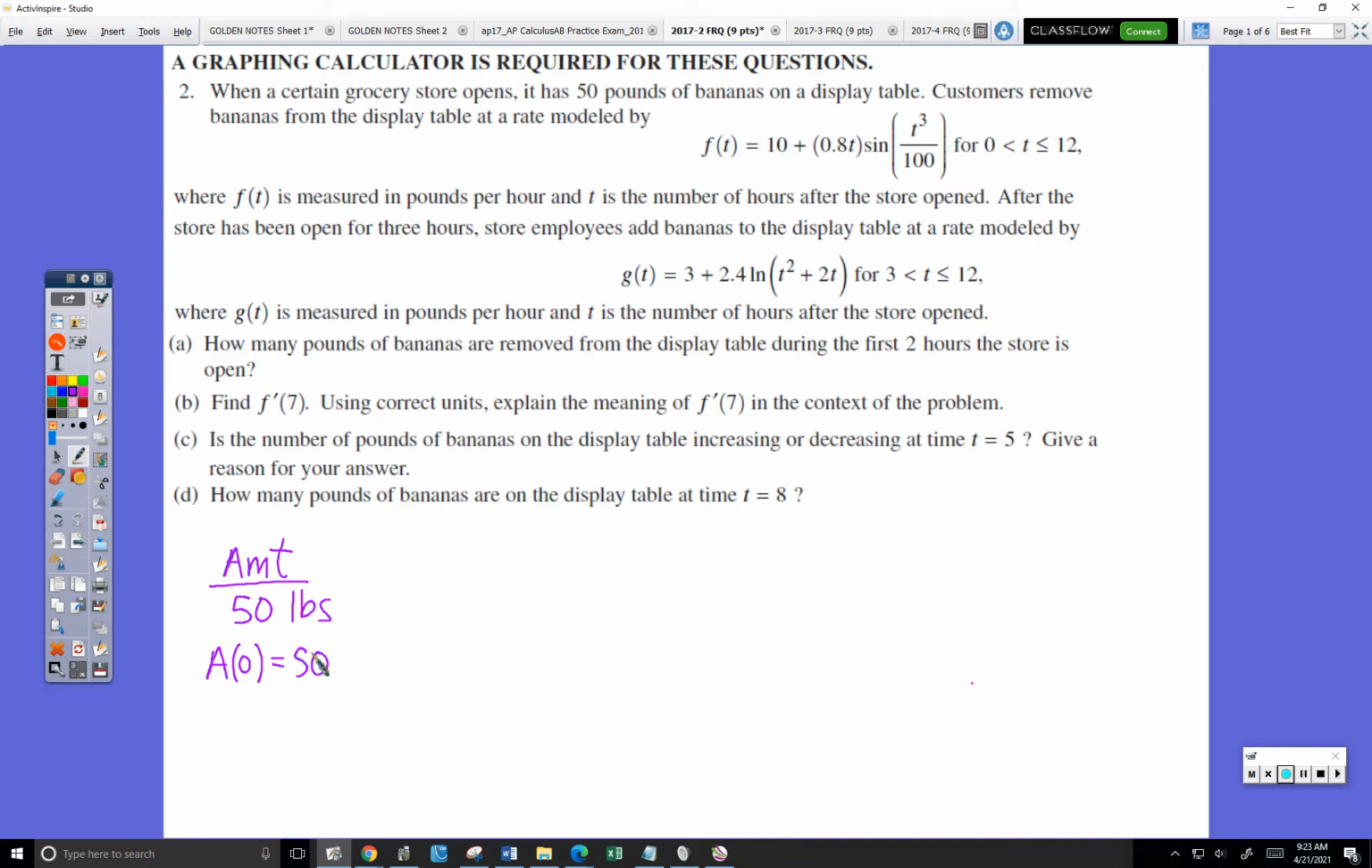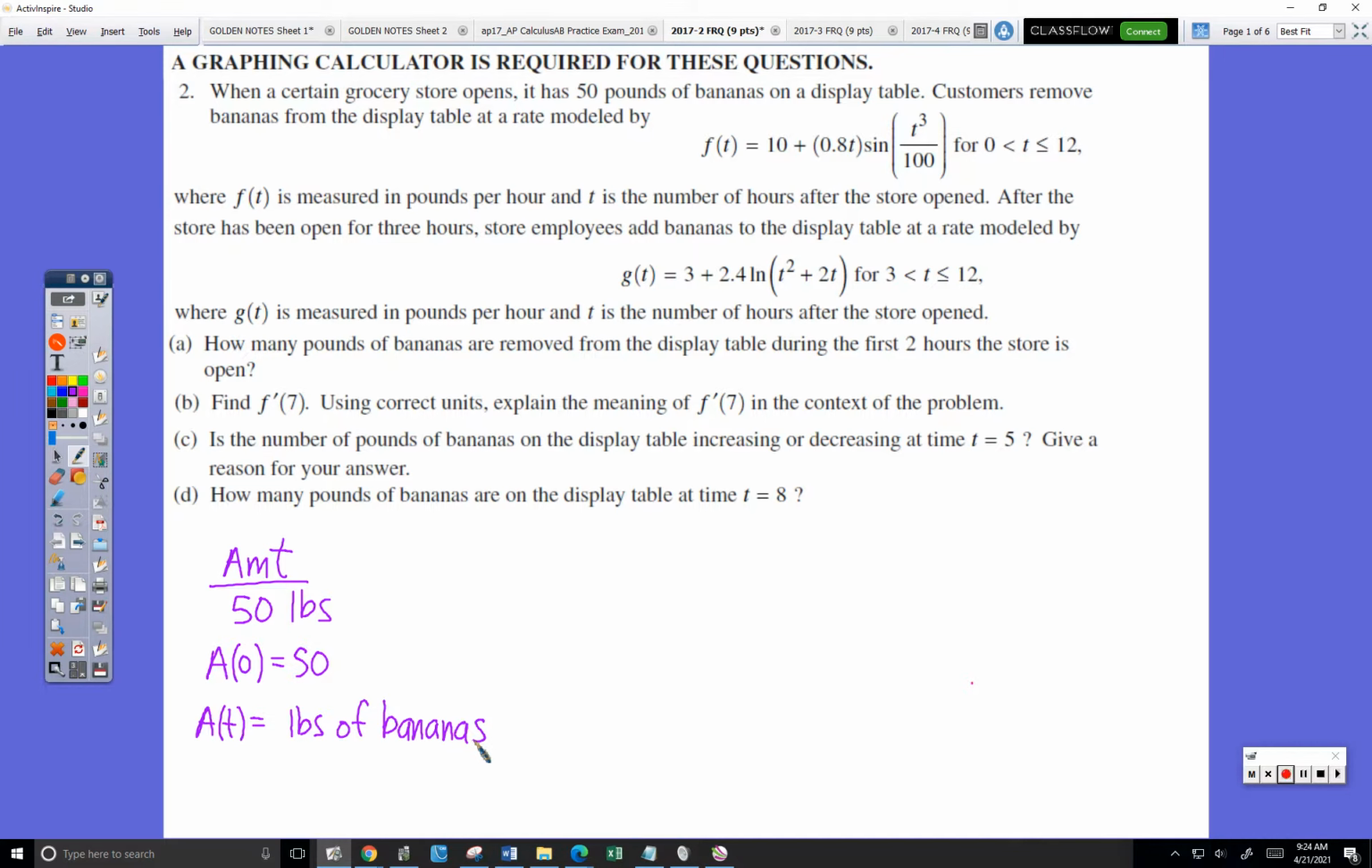And I can't use the symbol A unless I tell the grader what it means, so I write A of T equals pounds of bananas. So I have 50 pounds of bananas.